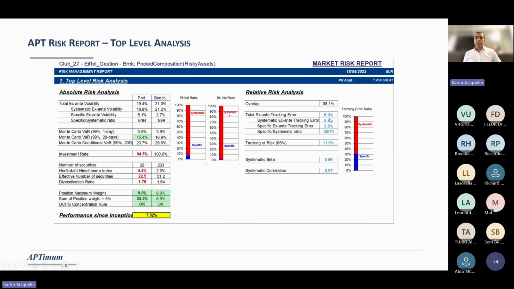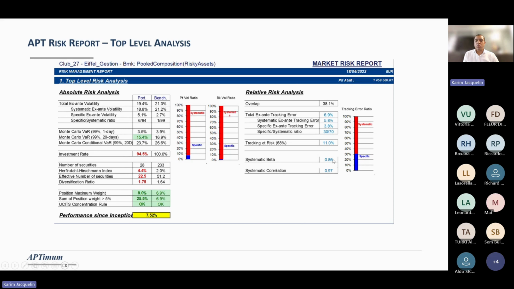This tracking error is also decomposed in terms of systematic and specific risk. We have other risk indicators like tracking at risk, 68%. So this represents the extreme risk. This is the worst case scenario. So the maximum deviation from your benchmark in case of extreme events. And the last relative risk indicators are the systematic correlation and the systematic beta to the benchmark.